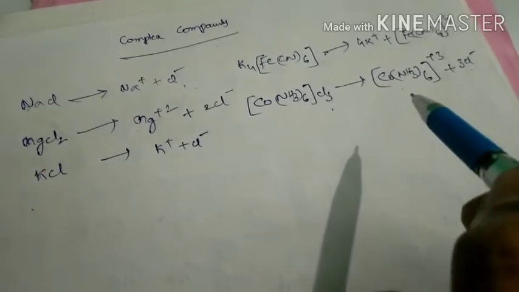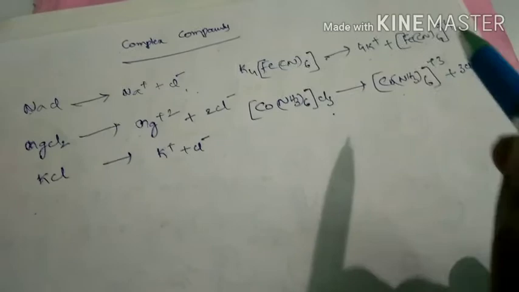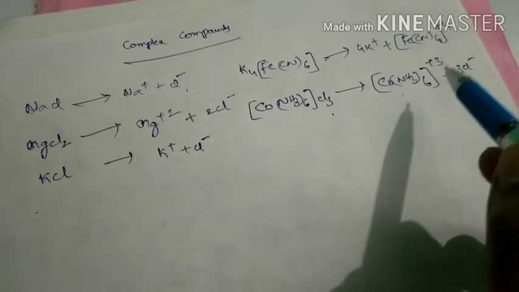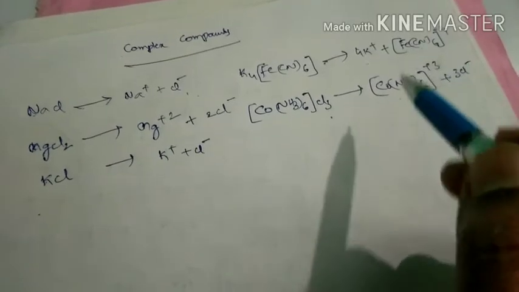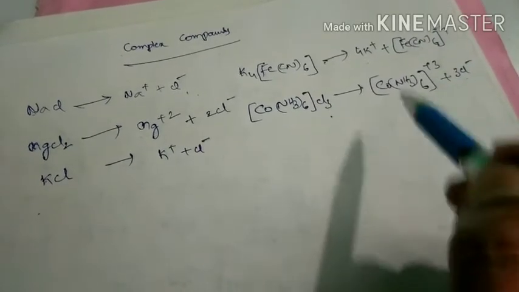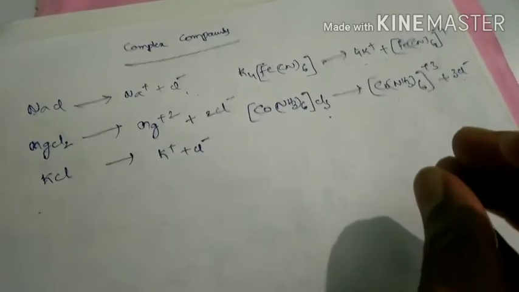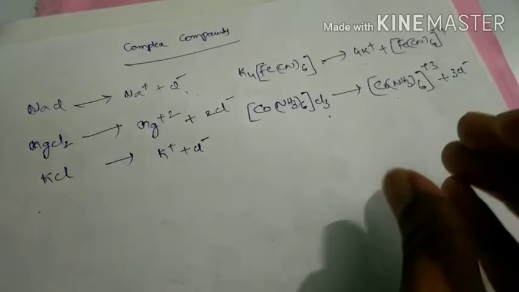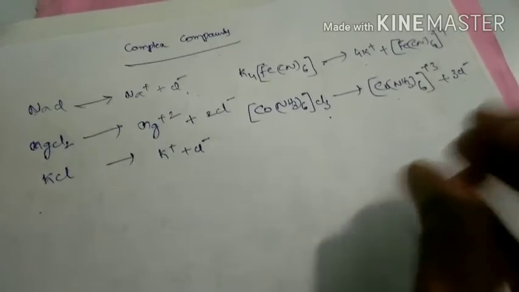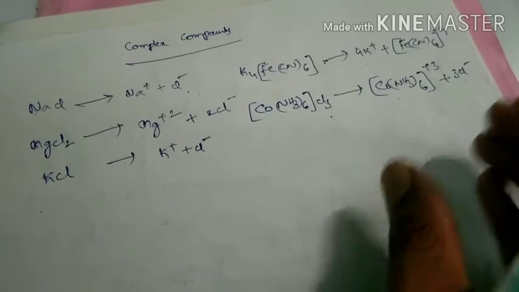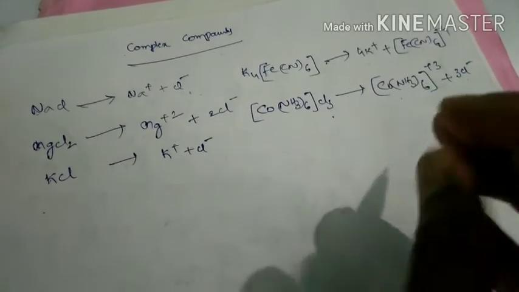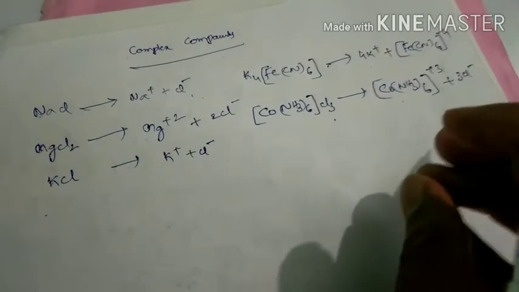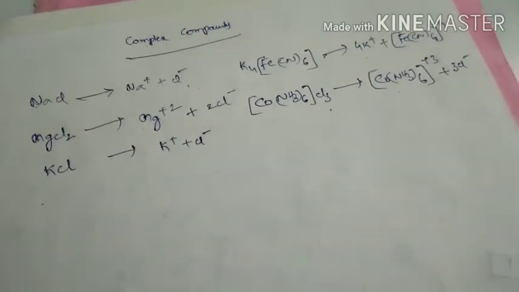I repeat once again, the compounds in which some of the substances lose their identity. Losing identity means we cannot identify those substances when they are present in water. Such compounds are called complex compounds or coordination compounds.